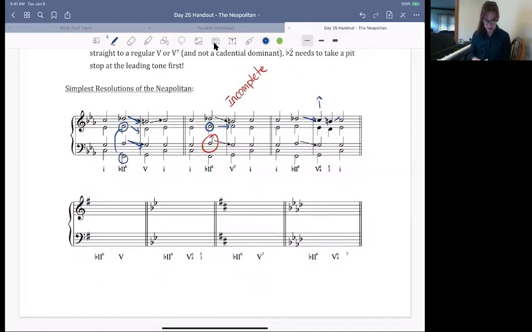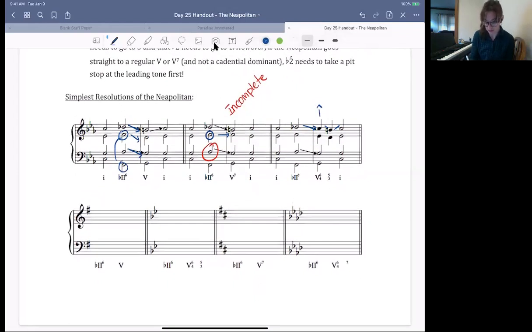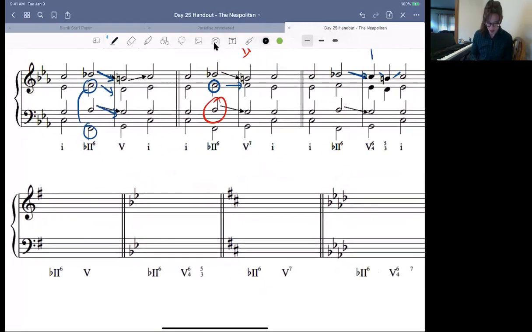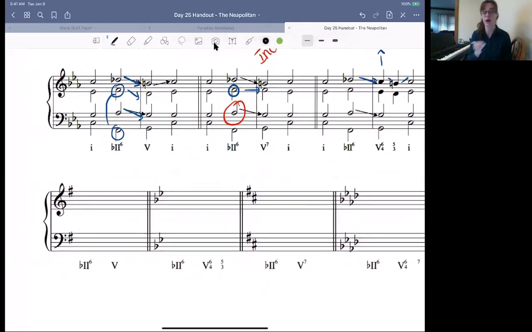So if you look at this bottom staff, I would like to do a couple of these. Let's do one together, and then I'm gonna cut you loose to do the other 3 on your own. So we are in minor keys for all of these. Every single one of these will be in a minor key for today.